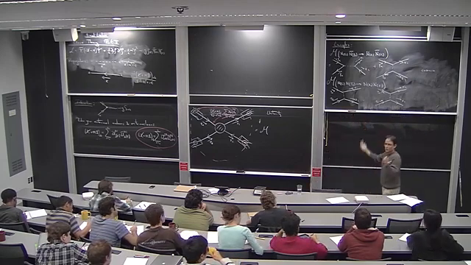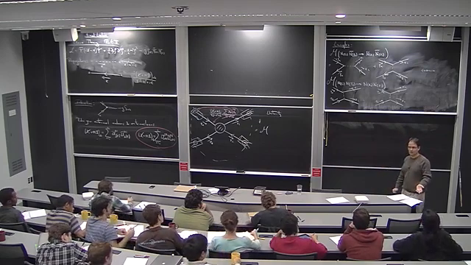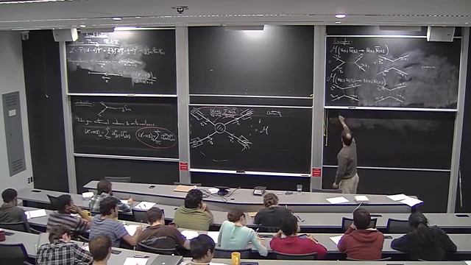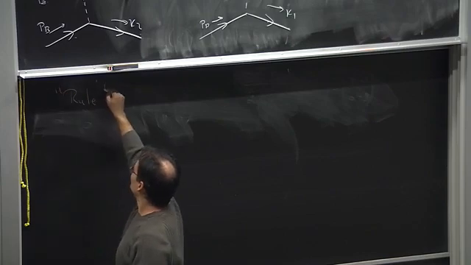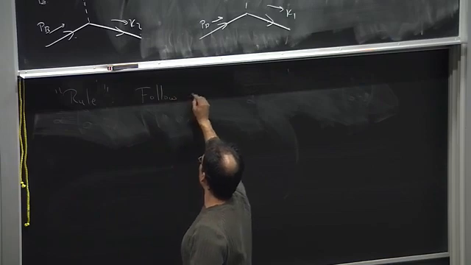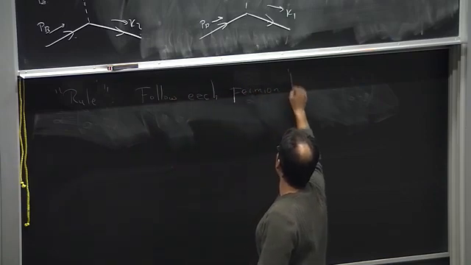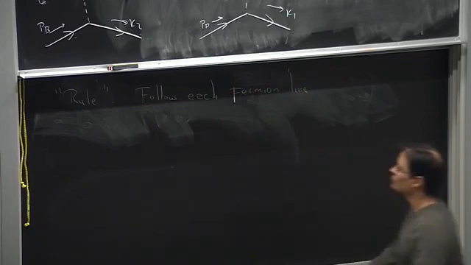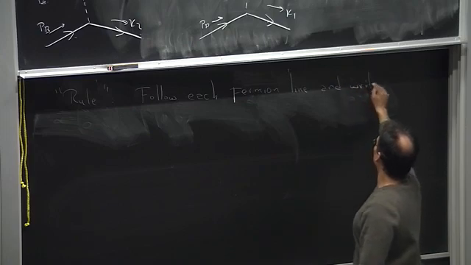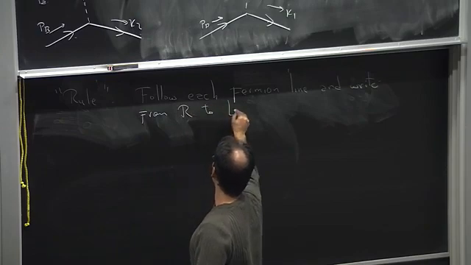Here it is so simple that we could have done it immediately without following the line. But let me do it because later on we will do more complicated examples. So I'm going to follow the line. So here is another rule. I mean, it's a suggestion, really. Follow each fermion line and write from right to left.